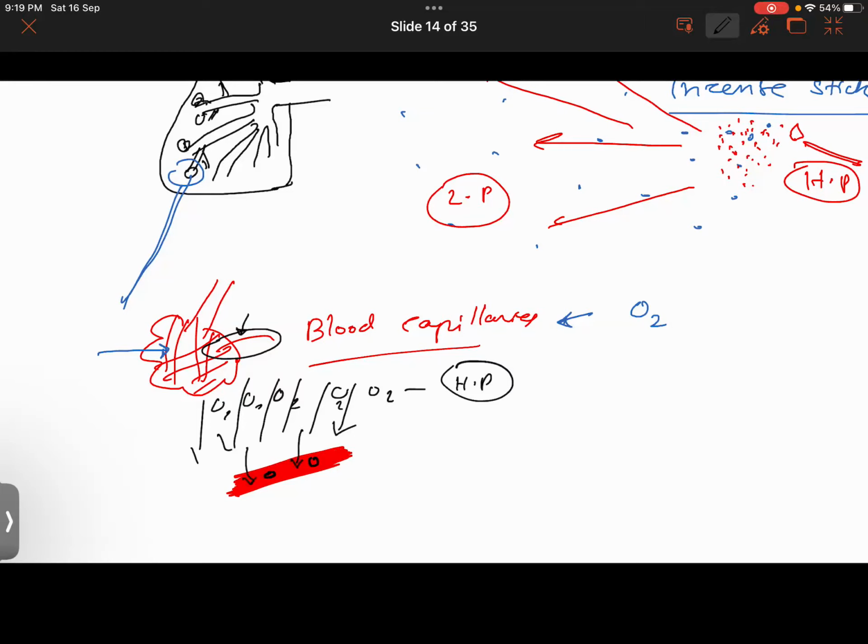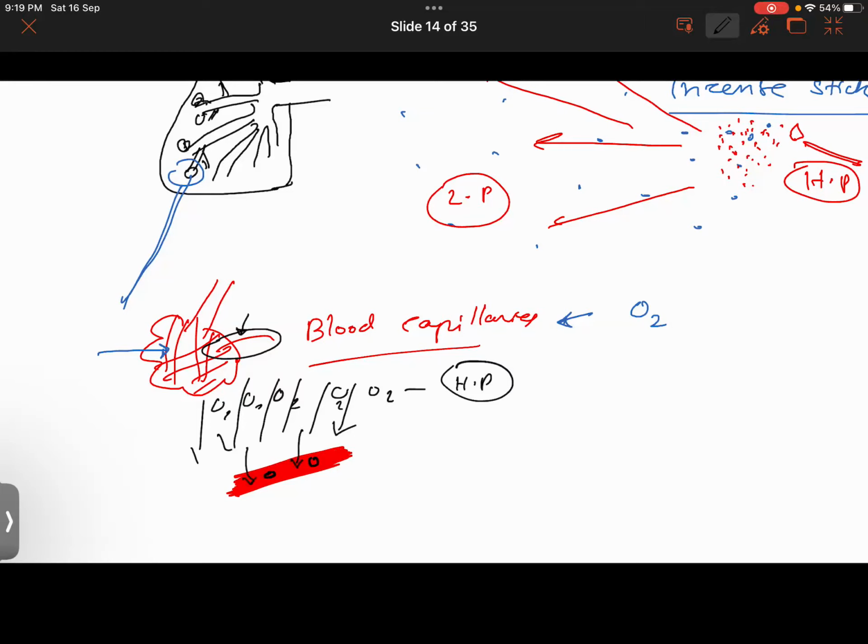In the same manner here, the movement of oxygen into the blood capillaries takes place by the process of diffusion. Why? Because the air just outside the alveoli is rich in oxygen. It has more oxygen, while the blood capillary has a lesser amount of oxygen. So obviously, as per the law of diffusion, the oxygen will start to move inside the blood capillaries. Is that clear? Yes, sir.